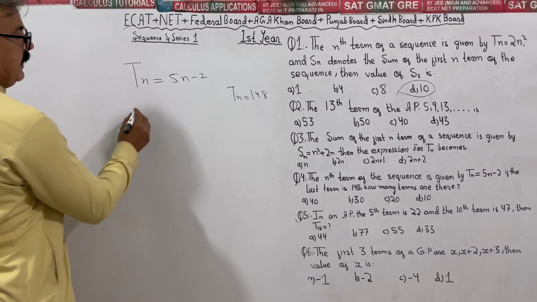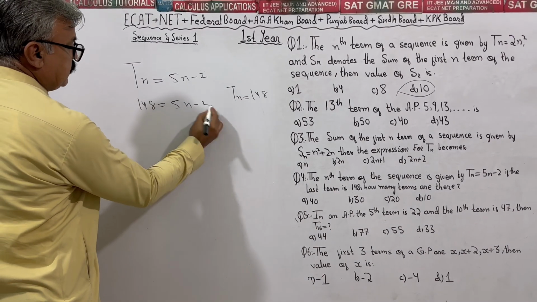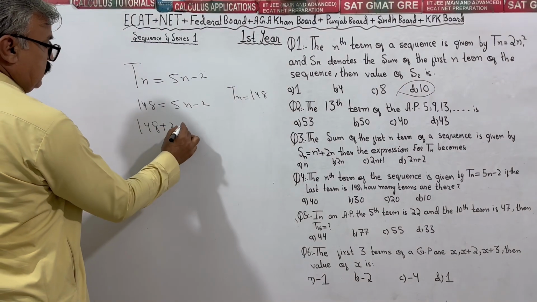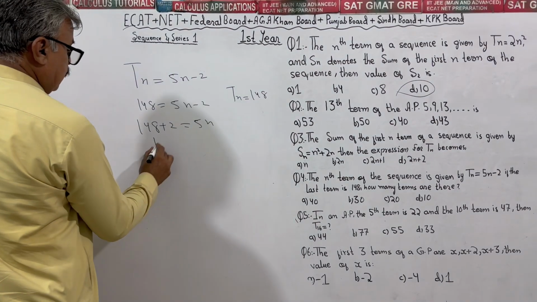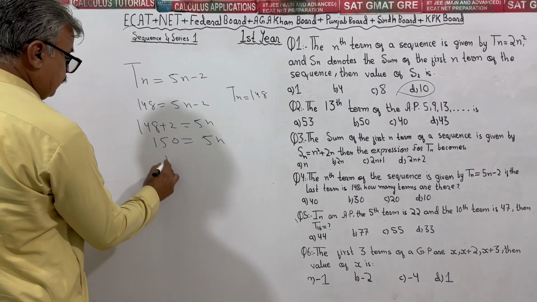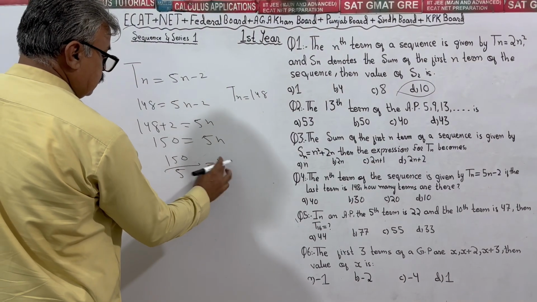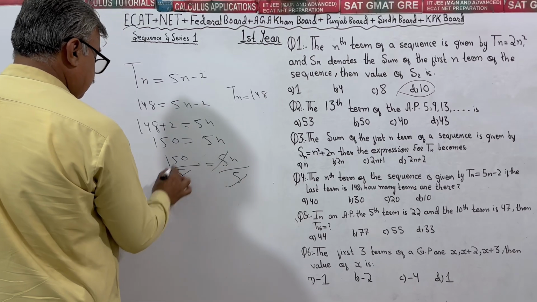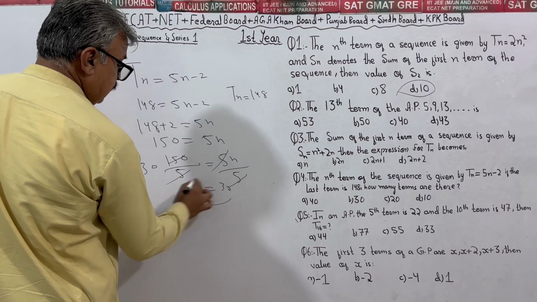Utilize here. Nth term is 148, our last term. Solve for n. 5n minus 2 is 148. Shift to the left hand side, 148 plus 2. It will become 150 is equal to 5 times n. Dividing by 5 to obtain the value of n, 5 times n divided by 5, the 5 cancels out. N is equal to 30.